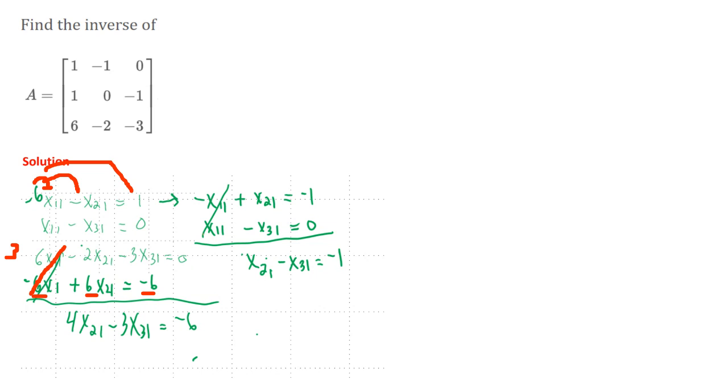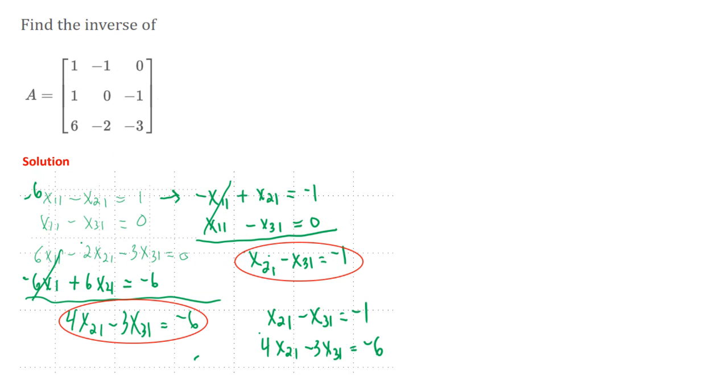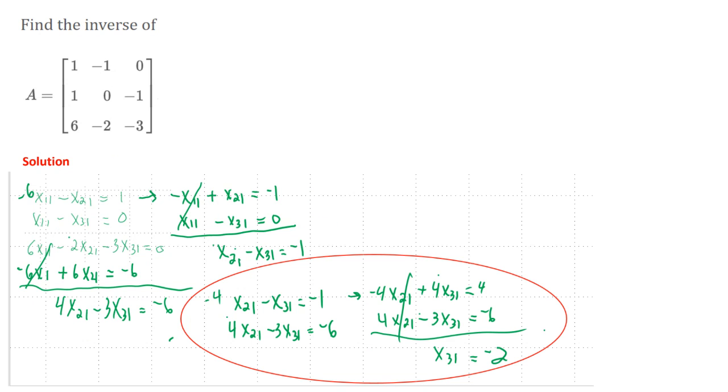And then here we get 6 minus 2 is the 4x21. And then we get our -3x31. And 0 plus -6 is -6. So remember in the chapter 7, you created 2 equations, number 4 and number 5. So you're going to take those 2 equations, and we're going to eliminate one of the variables. And so we'll eliminate, in this case, we can get rid of the x21.